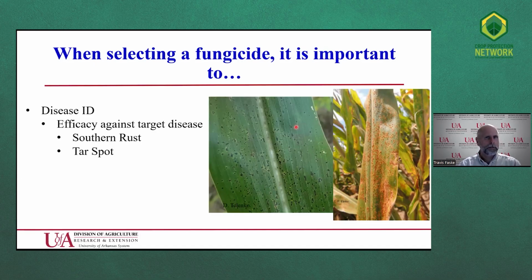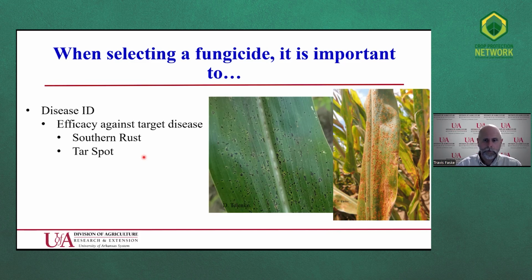So a couple of things about selecting a fungicide that I think are important. Obviously, disease identification would be crucial, right? So here I just have an example of tar spot and southern rust. And in this presentation, I'm going to use corn diseases, but this could apply to any other crop. So efficacy is something we talk about a lot as plant pathologists, and this is just the capacity for producing the desired results. And so the desired results we want is disease control.